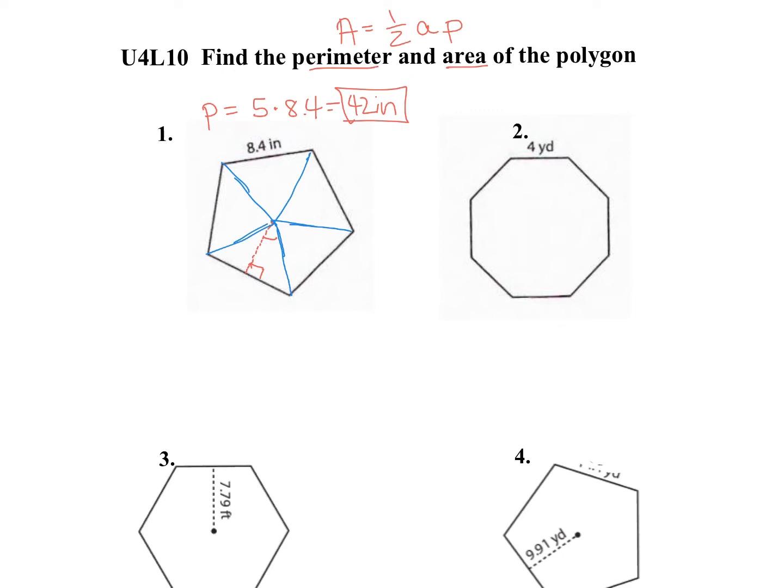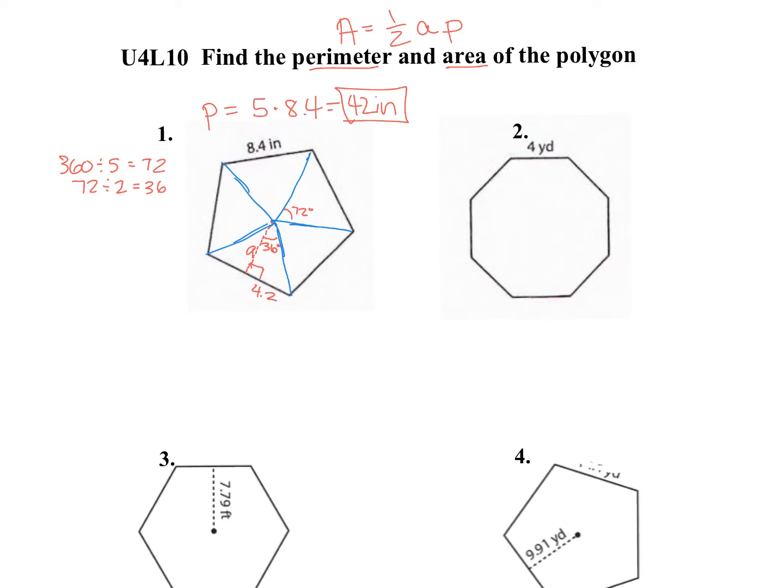So I start by taking the 360 degrees that's around the center of my pentagon and divide by 5, and I get 72. So each one of these triangles has a 72-degree angle around the center. But I only want half that for my right triangle. So I'm going to take 72, divide by 2, and get 36 degrees. So this angle right here is 36 degrees. So what I'm looking to find is my apothem. I happen to know that half the side would be half of 8.4 or 4.2.